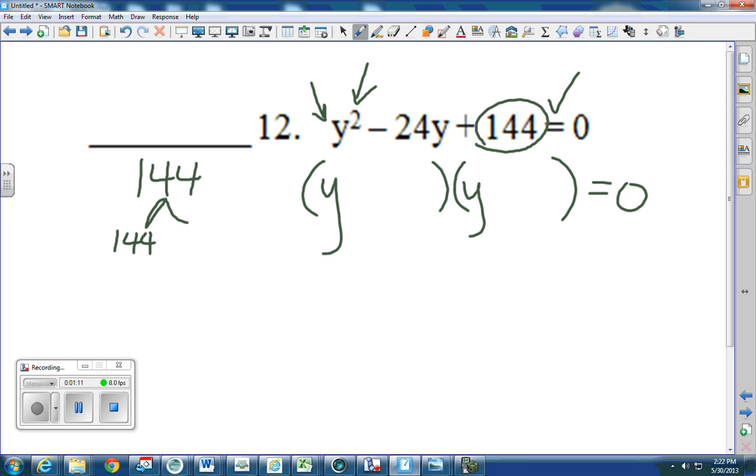There's always the number multiplied by 1. Most of us probably know that 144 is 12 times 12. You might know that it's 4 times 36, so on and so forth.